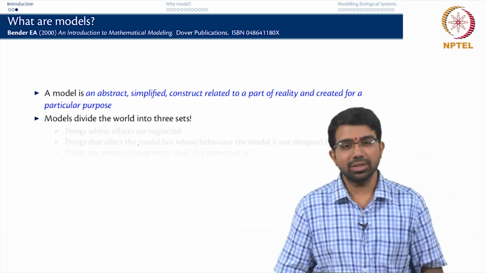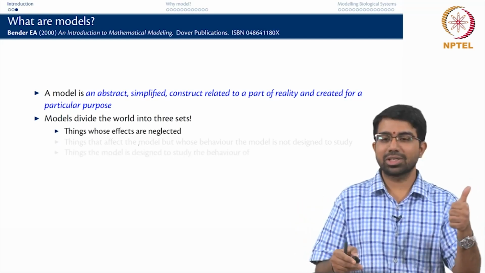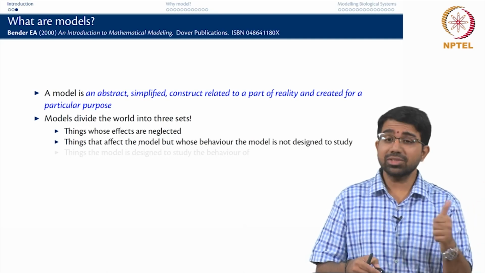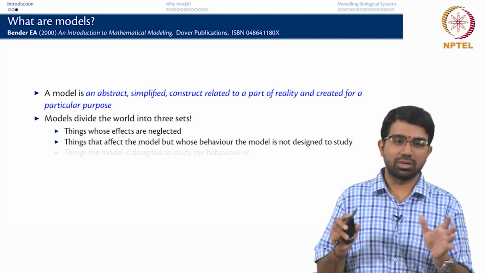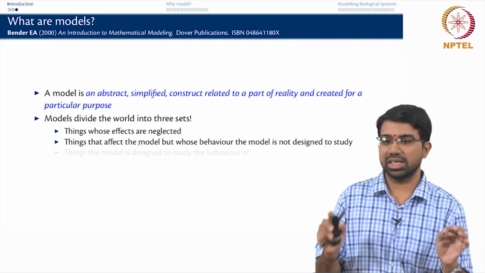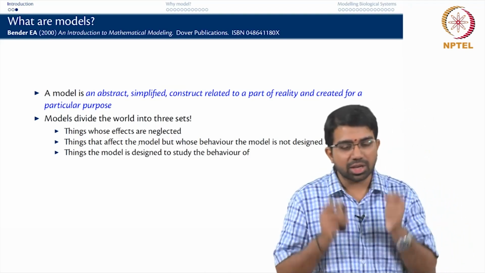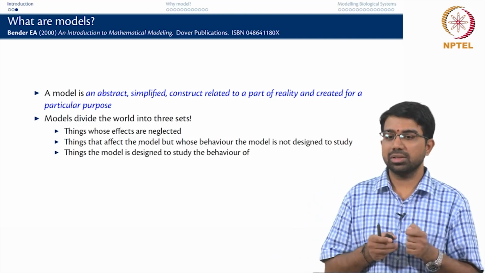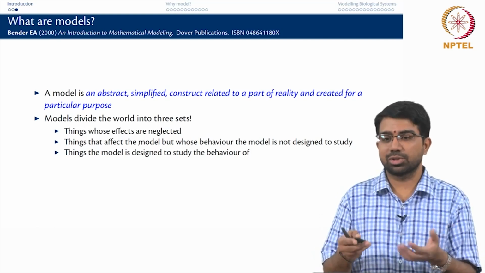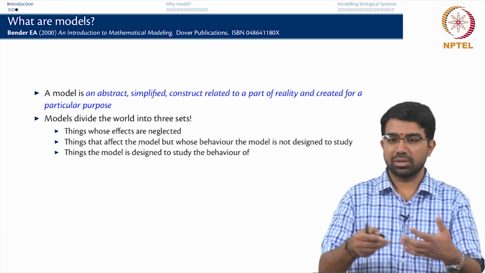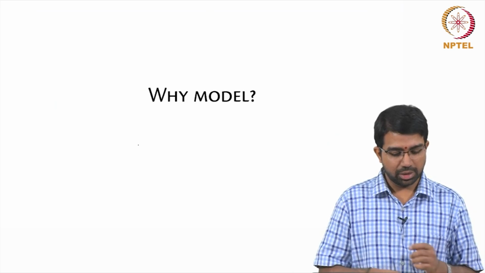And I like this way of looking at it, that the model divides the world into three different sets. What are these sets? Things whose effects are neglected; things which affect the model but I am not equipped to study, or my modeling is not going to cover, which is a design choice by the modeler, where I am not going to worry about this because it is too difficult; and things that I am actually worried about, that I actually want to study, right. This is a nice way to look at any model. Maybe this is something that you should consider when you prepare an assignment, about the different features of your model and so on.